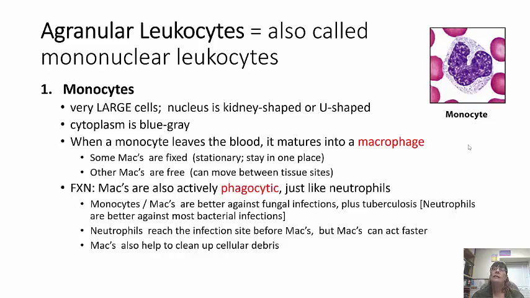They're actively phagocytic, just like neutrophils. They're better against fungal infections and TB. Neutrophils are better against bacterial infections. Neutrophils, as I said, reach the infection site first, but once macrophages get there, they can actually react faster. And then they'll also help clean up the mess.